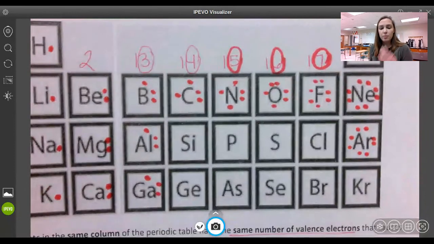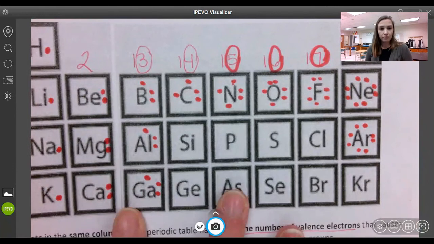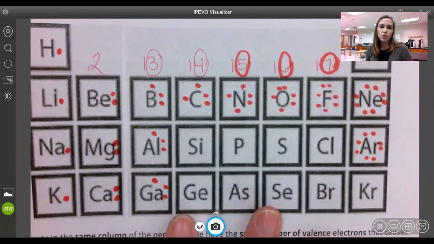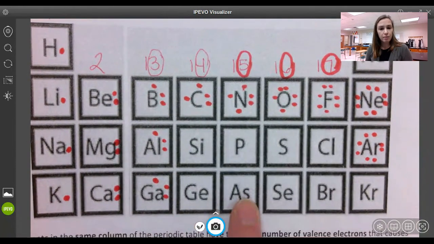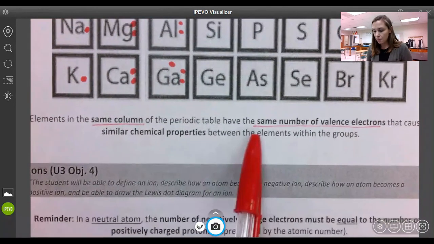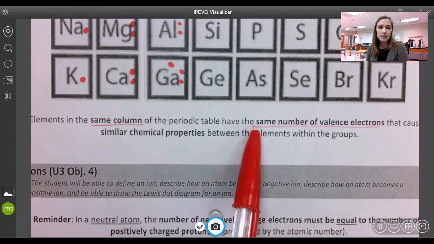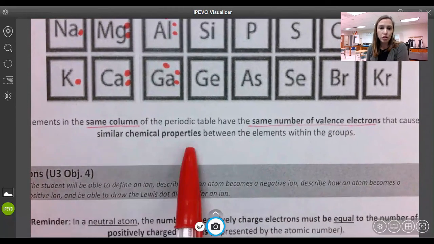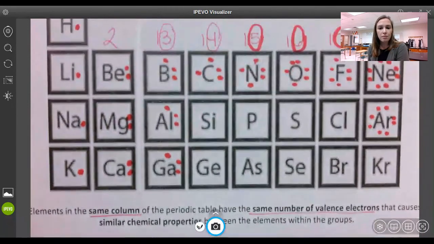So the periodic table, which we'll get into a little bit later, we'll kind of go back to this, but right now you just have to be able to draw Lewis dot diagrams by identifying the number of valence electrons, and then drawing the dots correctly around the symbol. And last thing, as you saw, elements in the same column of the periodic table have the same number of valence electrons, which we're going to see as we move forward gives them similar chemical properties between elements in the same group. All right, that's it.